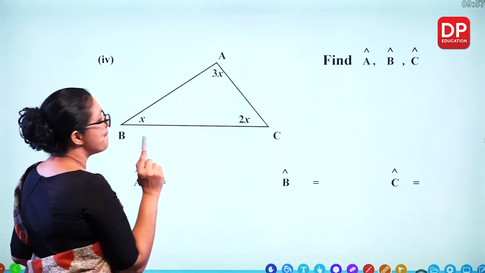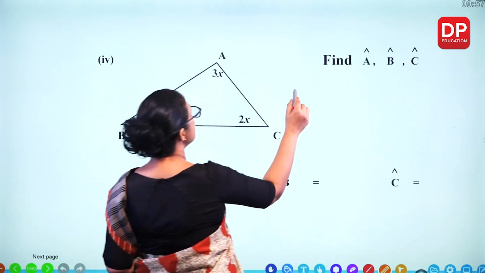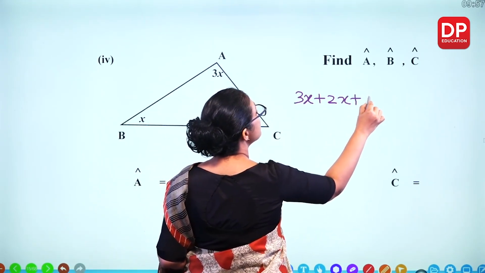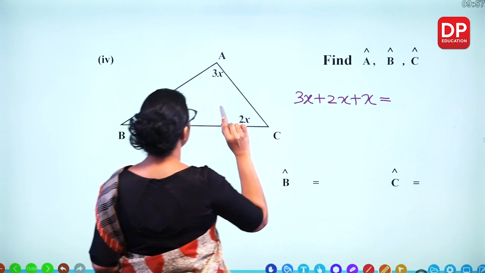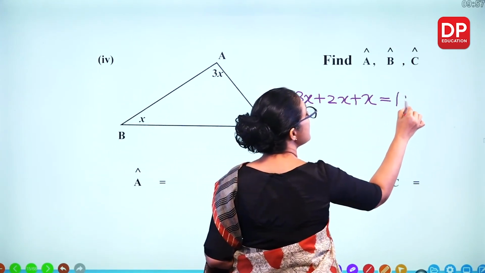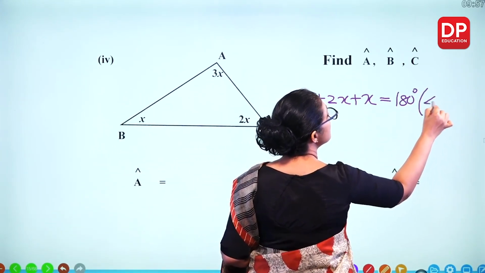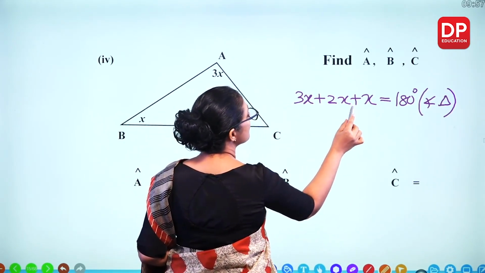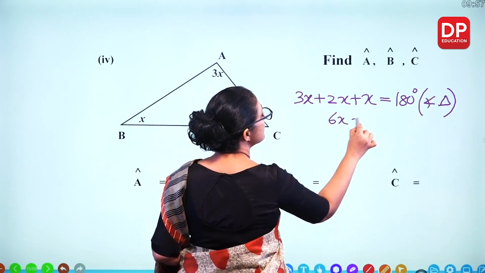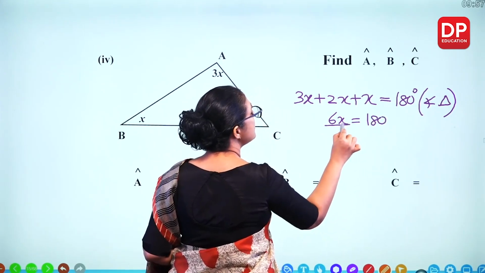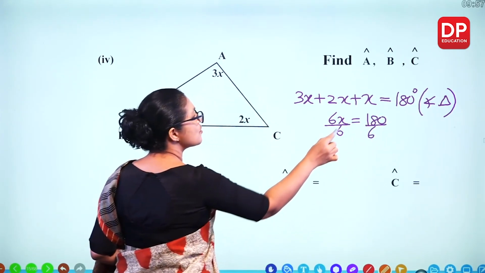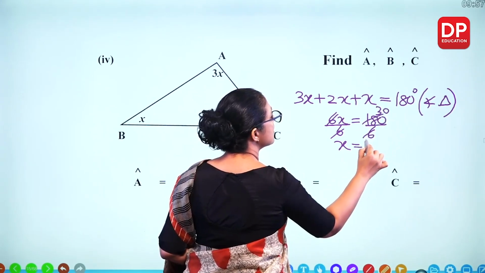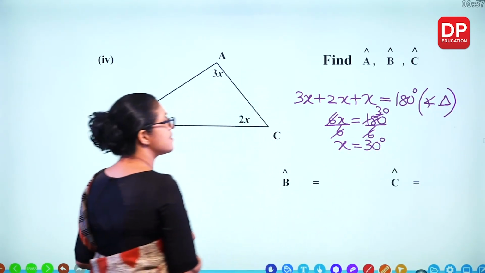So the sum of the three angles add up to 180. 3x plus 2x plus x is 180. That's angles in a triangle. 6x is 180. Divide this by 6. What do you get? x becomes 30. We found x is 30.